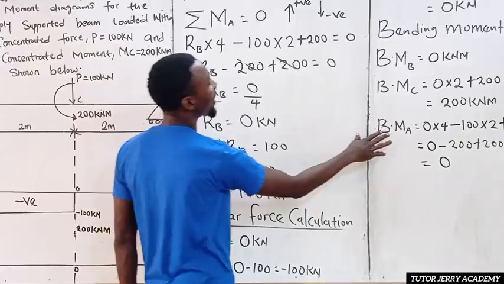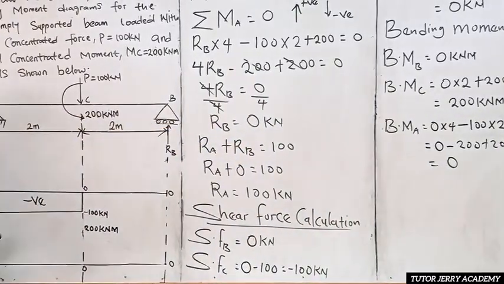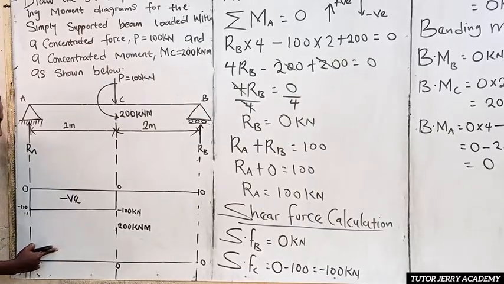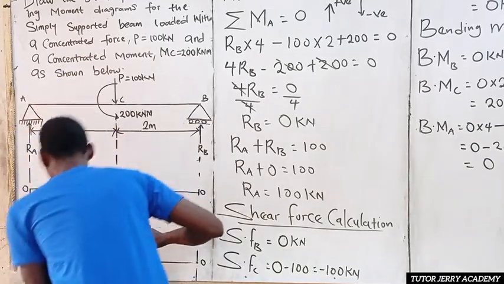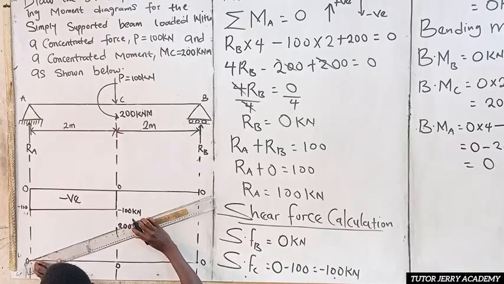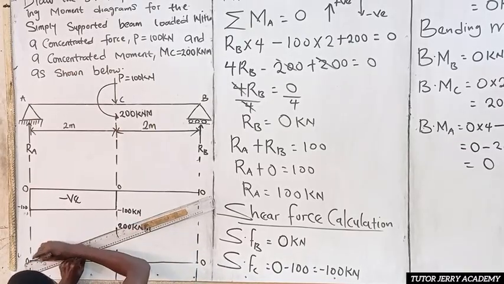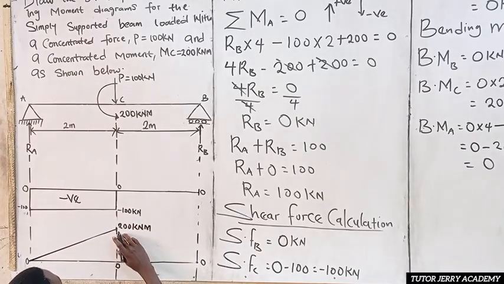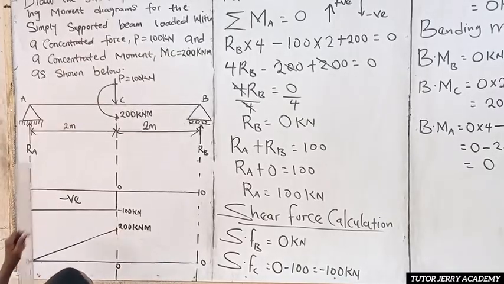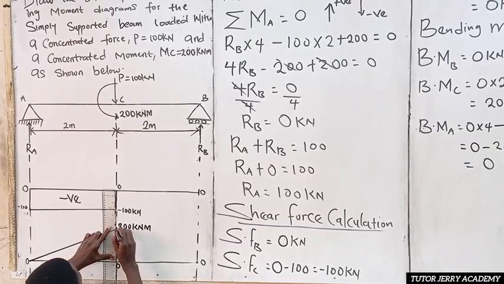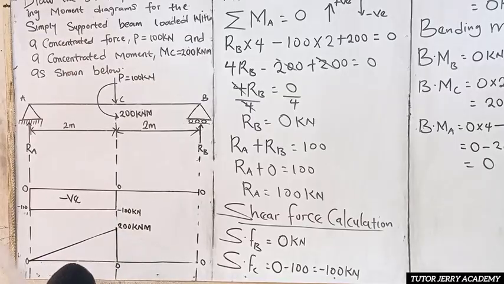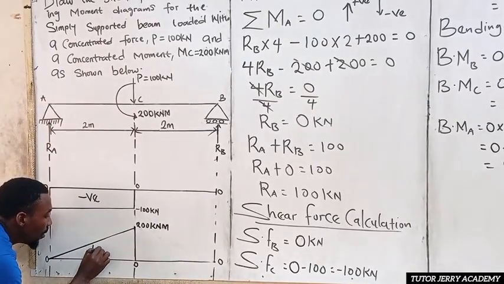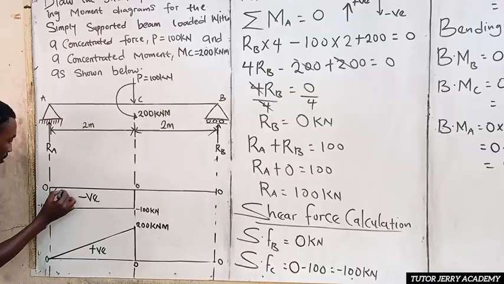Now we have our bending moment at point A to be 0. So it means at this point we have 0. So we are going to connect this point of 200 to this point. So now we are going to have an inclined line here. So now we are going to connect here. All right, so we are going to have this. So this is positive. If you want to shade, you can shade all this space.